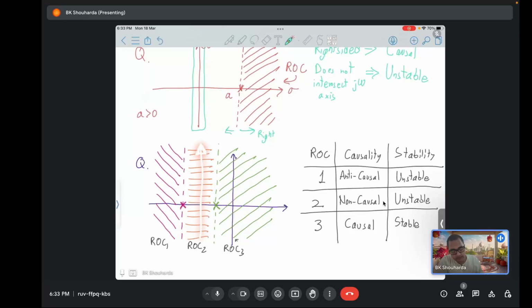In that case, what happens? In that case, everything remains the same except that this one becomes stable and this one becomes unstable, because ROC2 includes the j omega axis and ROC3 does not. Okay, and I may even move the j omega axis over here, or the system may be such that the j omega axis is over here.